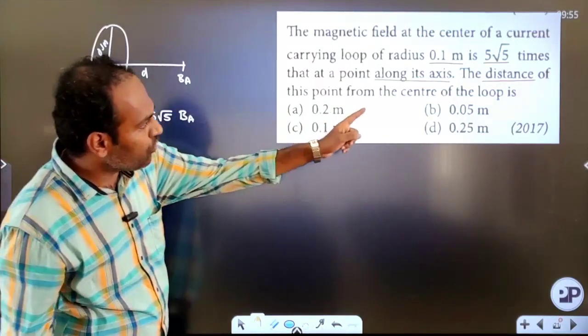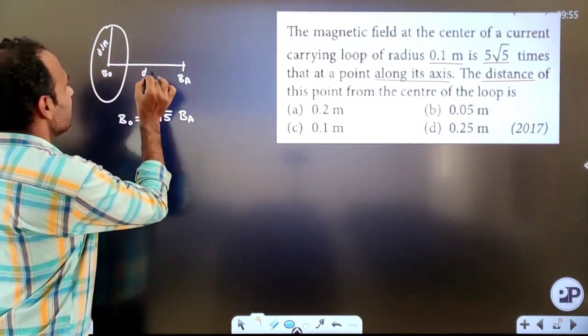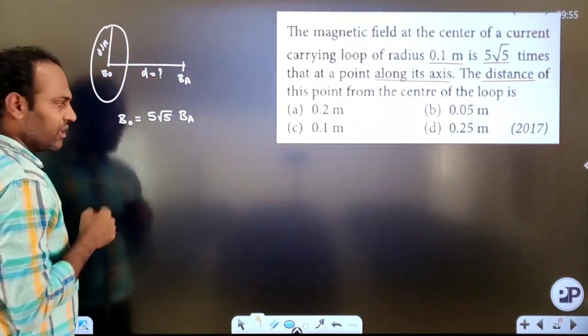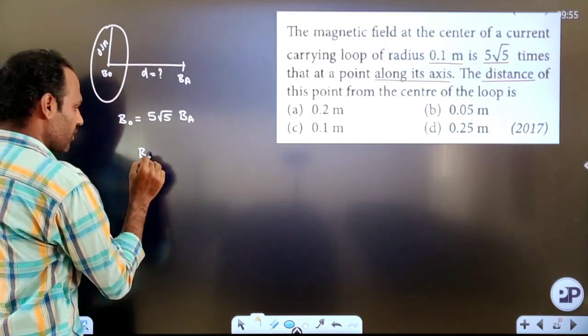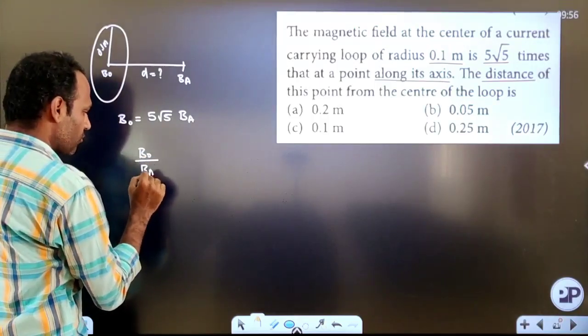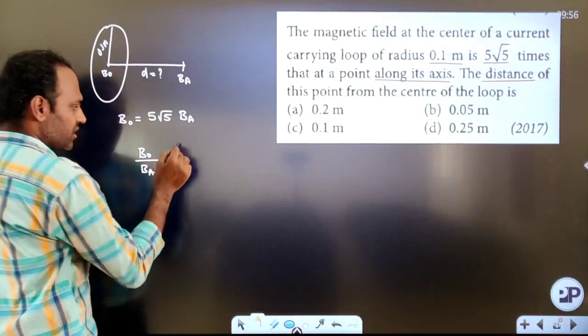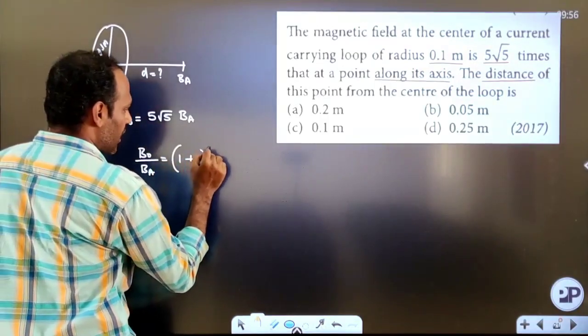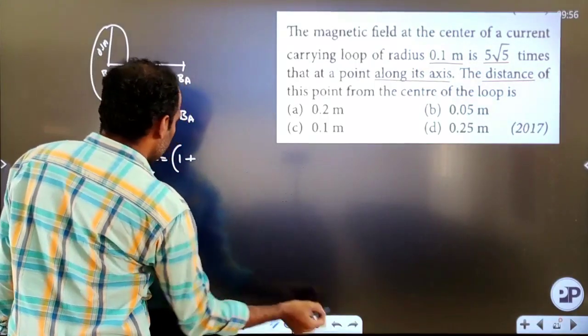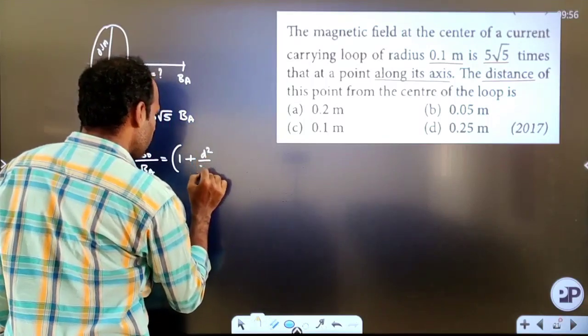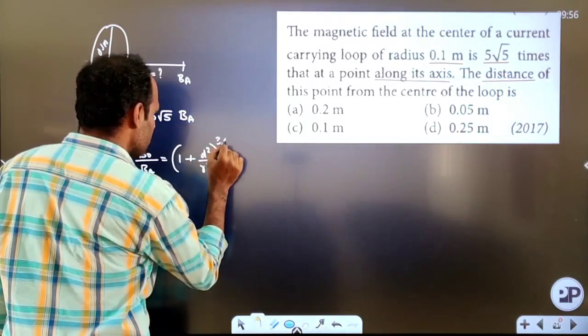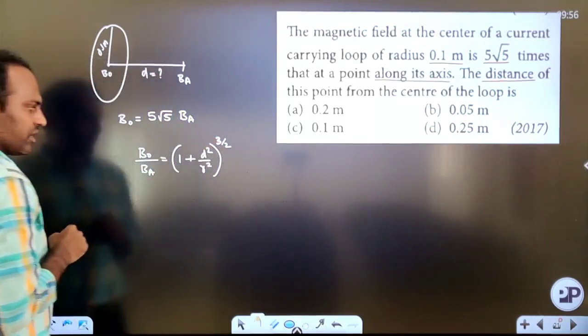What they are asking is what is the distance? They ask us to calculate this distance D. So we have to use the relation of B0 and B axial. What is the relation? B0 by B axial is equal to 1 plus, sorry, not R square, D square by R square whole raised to 3 by 2.